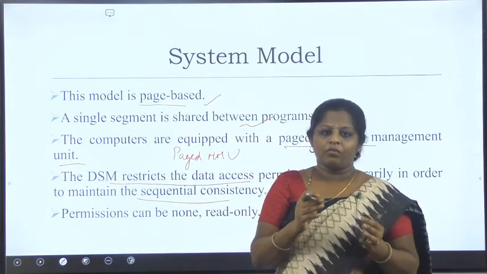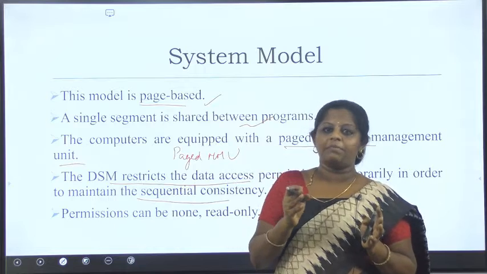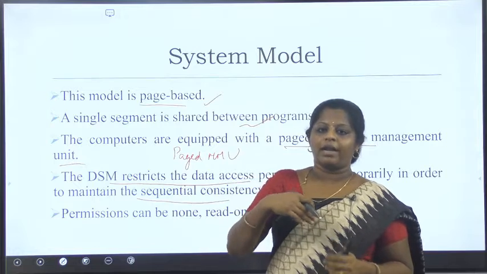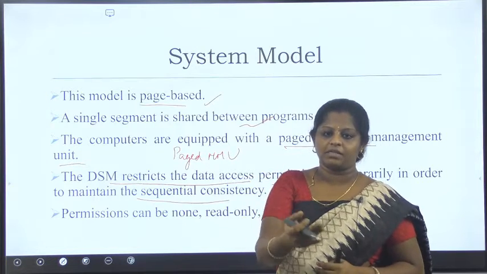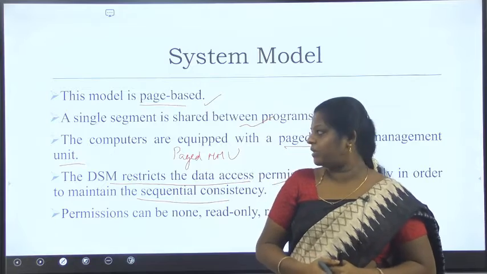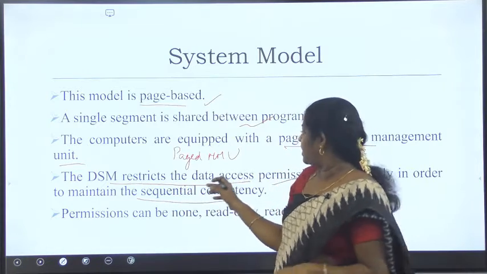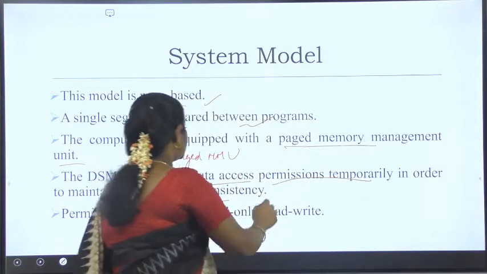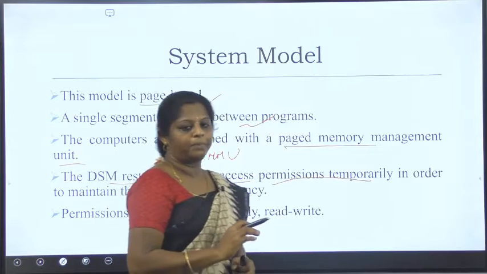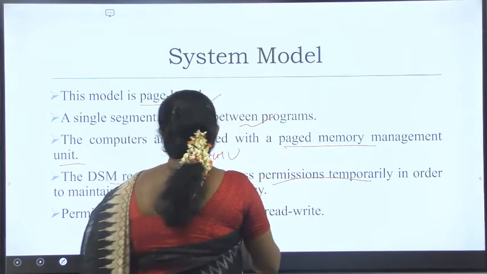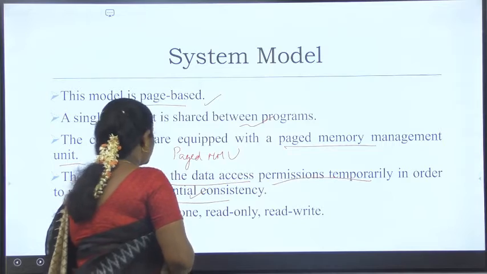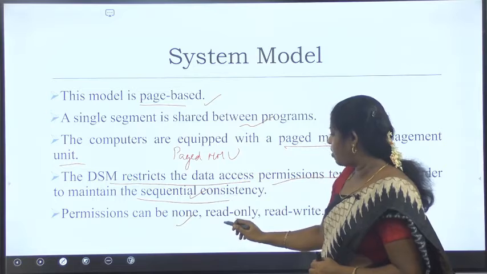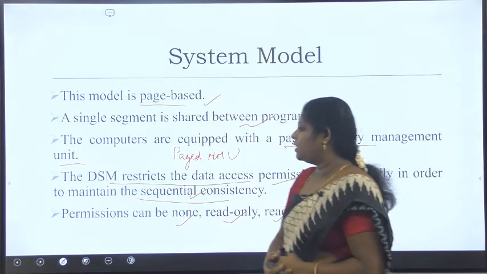There will be a problem if more than one process wants to write on the data present in the shared memory. So for that, the DSM restricts the data access permissions, temporarily and not permanently, in order to maintain sequential consistency. And the permissions that we have here are none, or you can say read only, or read write.